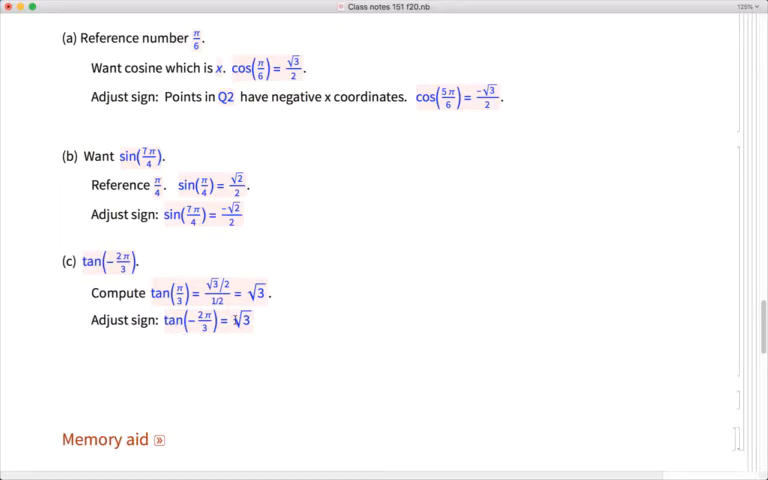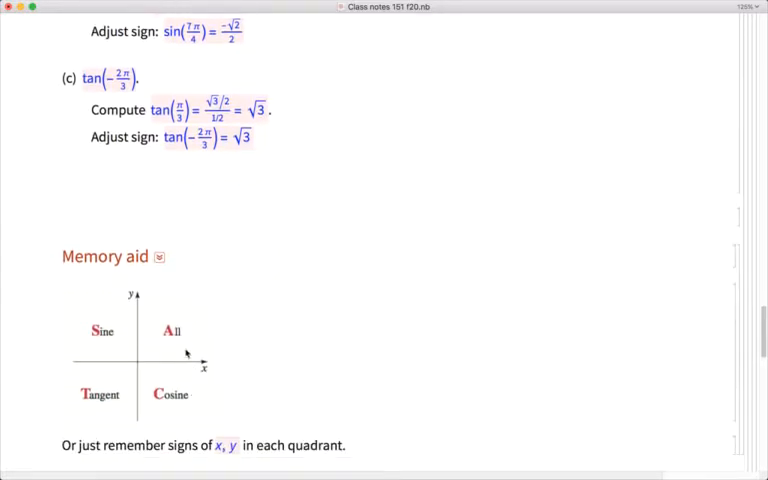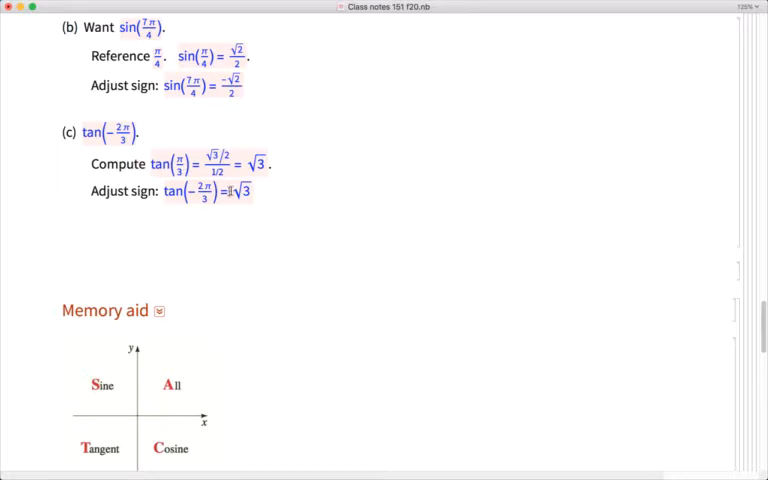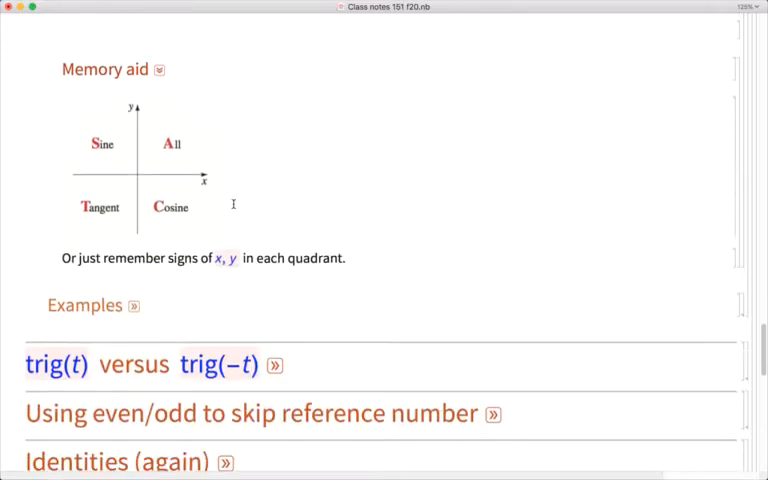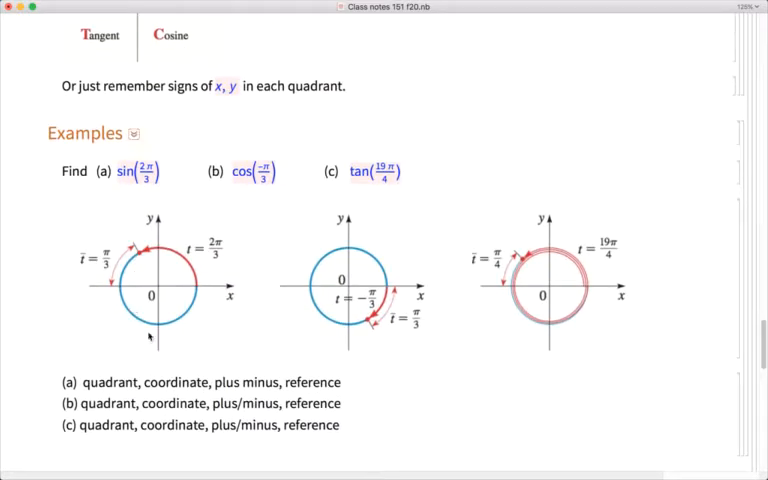Okay, so if you think about the actual x and y, and whether x and y are positive or negative in each quadrant, you can decide how to adjust the sign, the plus or minus. But you can also fall back on this technique as well. All Students Take Calculus. In this third quadrant, tangents are positive. So that's a separate reason why you know not to negate this value here.